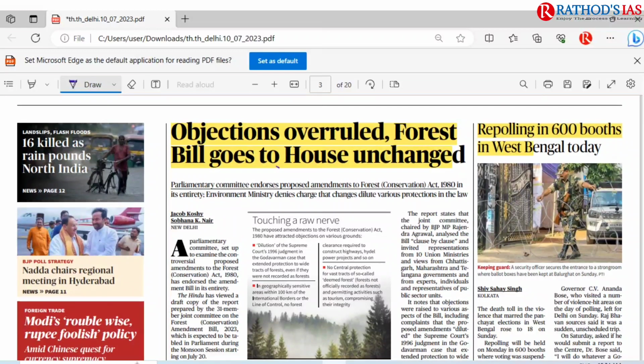So first topic I said about this forest bill, and second one is about repolling in 600 booths in West Bengal. So here you have to see what is this repolling. So what are the reasons for this repolling? Reasons is very important, and especially from polity point of view, elections and election reforms. That is one of the favorite topics of UPSC. So here, if you are from West Bengal, you have to prepare for this topic.